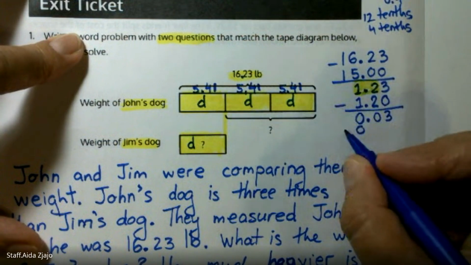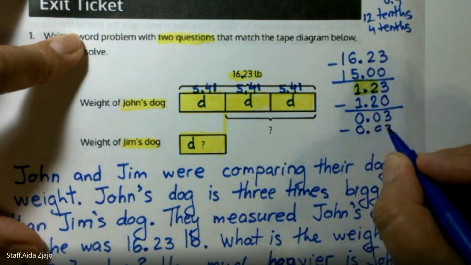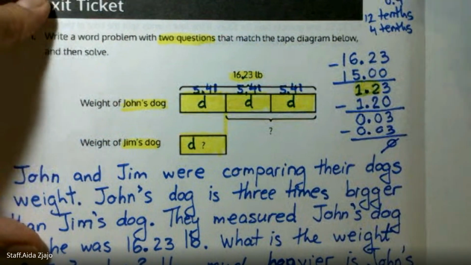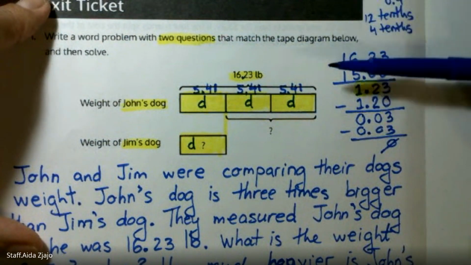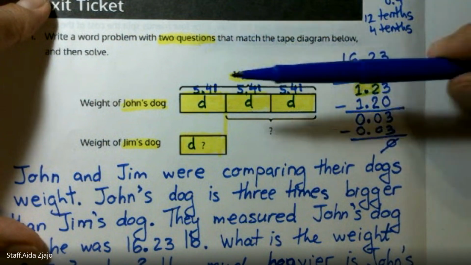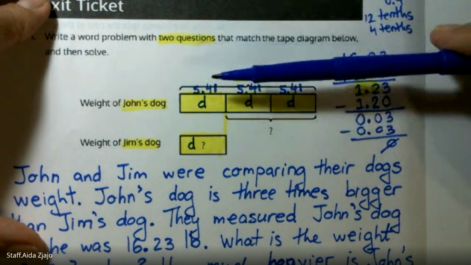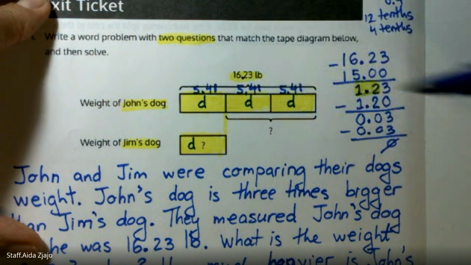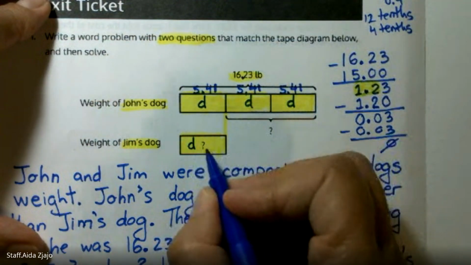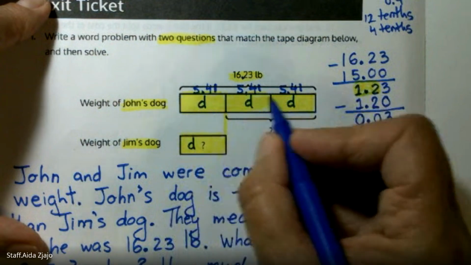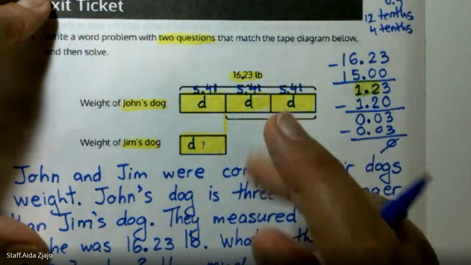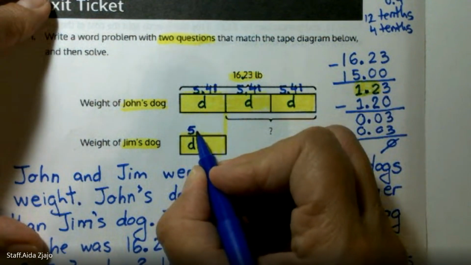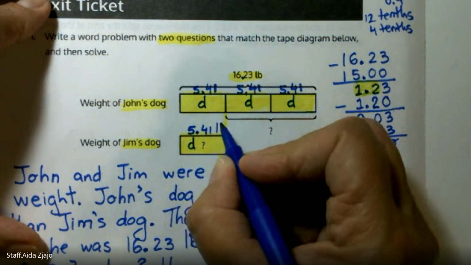When I subtract, I had nothing left to share, and I have done equal sharing without using the standard algorithm. Each part is going to be 5.41 pounds. So right now I found that if the 3 parts are equal, this is Jim's dog. So Jim's dog weighed 5.41 pounds.